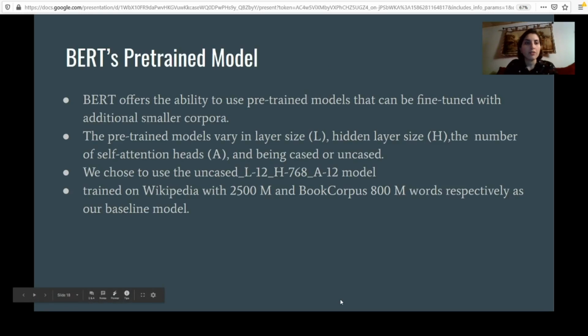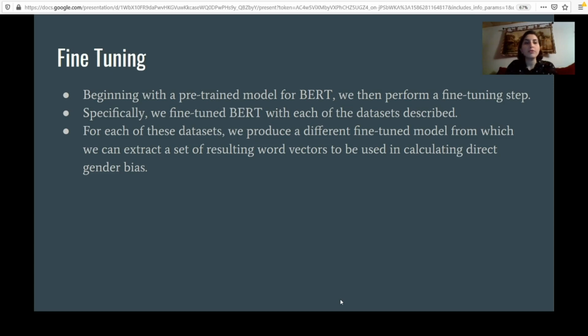Methodology. First, we got BERT's pre-trained model, and we fine-tuned upon that. This pre-trained BERT model that we obtained has 12 layers, and it consists of 2,500 million words from Wikipedia and 800 million words from BookCorpus. So when we were fine-tuning, we were fine-tuning on those datasets that I have explained, and we extracted the word vectors from all those datasets to calculate the direct bias.